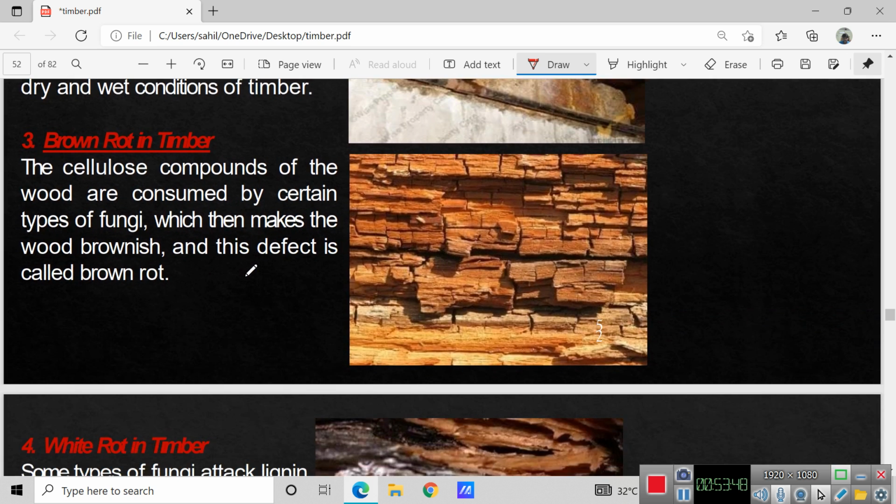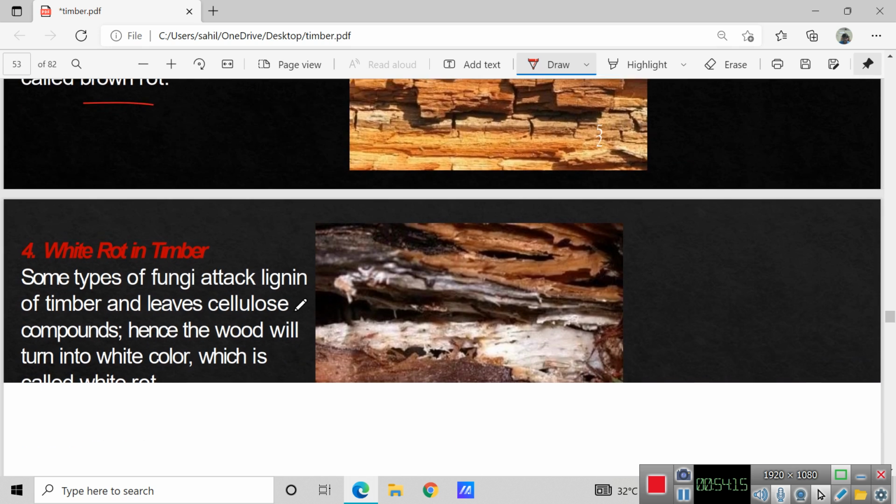Brown rot in timber. The cellulose compound of the wood is consumed by a certain type of fungi. So there is this presence of the compound called cellulose, which acts as a food for the fungi, and then makes the wood brownish, and this defect is called brown rot. Due to the color of this defect, it is known as brown rot. Here you can see these are the defects known as brown rot.